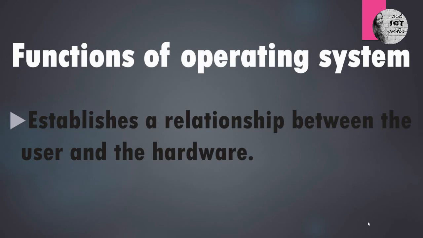Functions of the operating system. You have to remember that this is very important. You can't work on a computer without an operating system. Simply, without an operating system, you are unable to work on the computer. Not only on your computer, but on your mobile phone, smartphone, tabs, laptop, desktop. In these devices, if there is no operating system, you can't work.